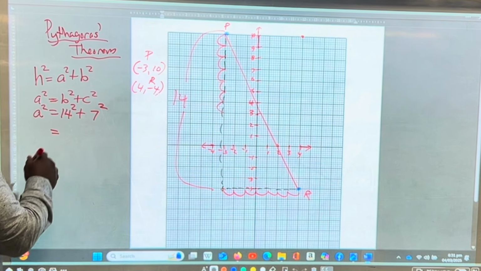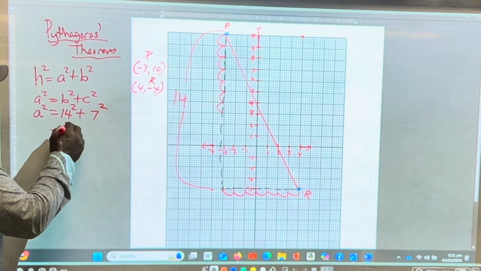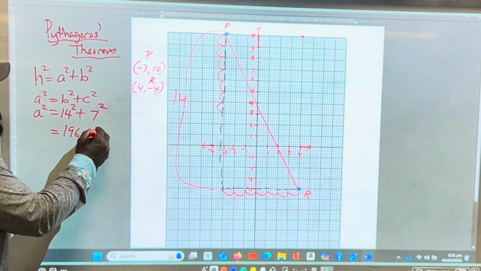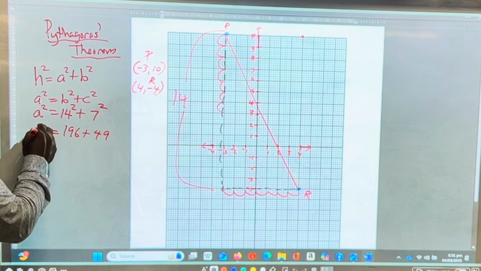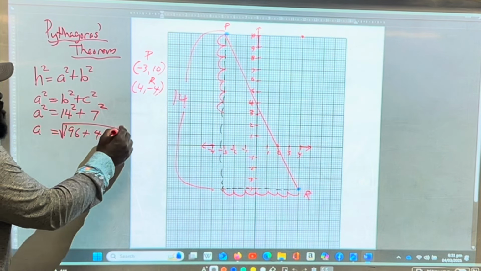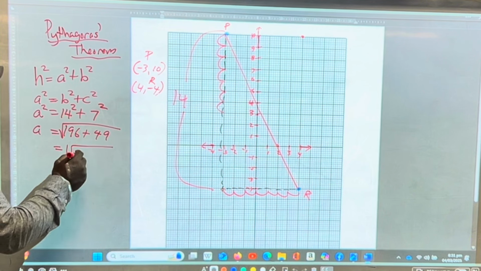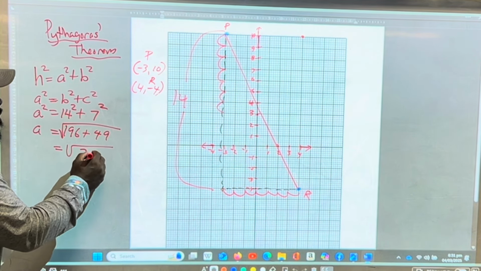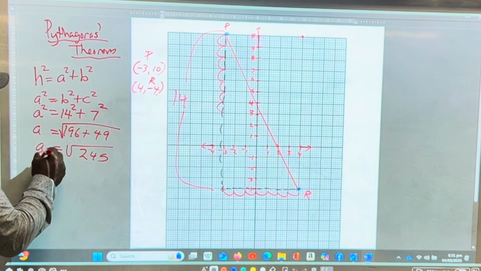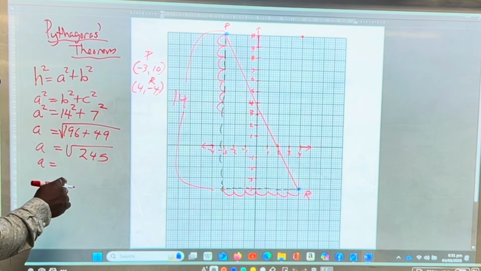What is 14 squared? 196. What is 7 squared? 49. Okay, we add the squares, then take the square root. 196 plus 49 is 245. Square root of 245.